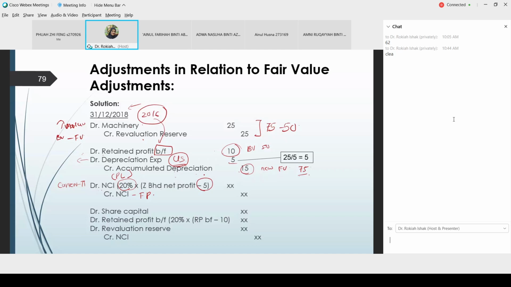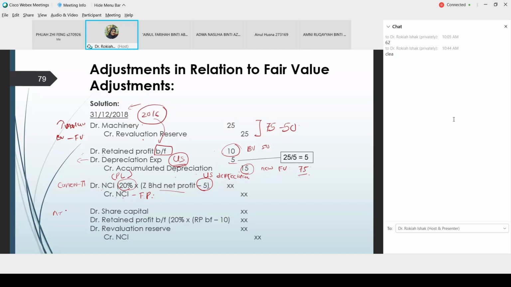Minus 5 here because of the understated depreciation. You need to minus it because depreciation is an expense. So for the amount of understated depreciation here, we're going to reduce the profit in subsidiaries. So debit NCI, the total profit needs to minus 5, and then credit NCI to statements of financial position.